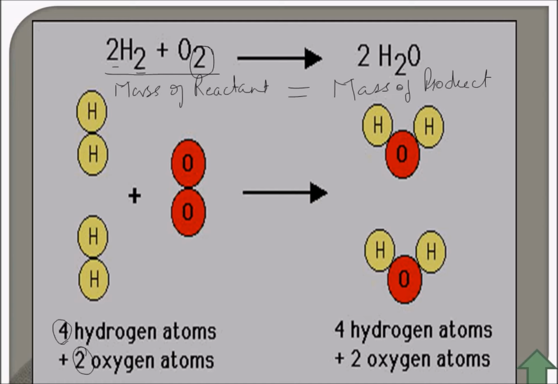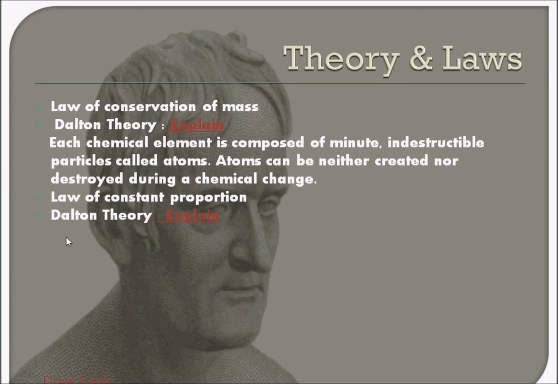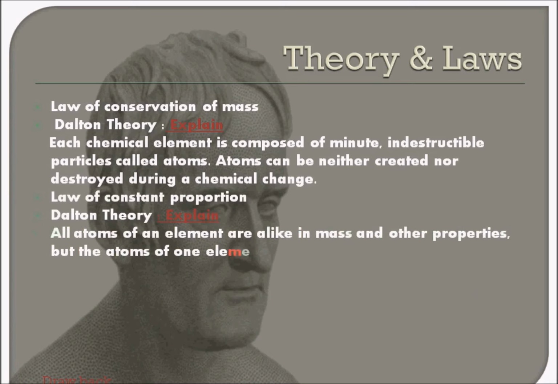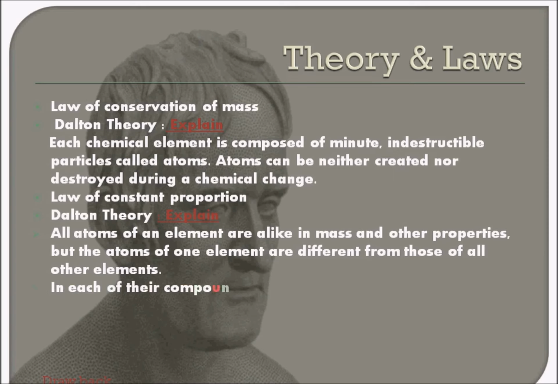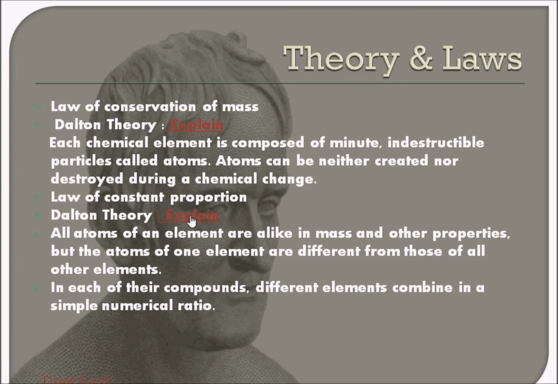So let's understand the second law, that is the law of constant proportion. According to Dalton, he says all the atoms of an element are alike in mass and other properties, but the atoms of one element are different from those of other elements. He also says that in each of these compounds, different elements combine in a simple numerical ratio, right? So let's explain again.